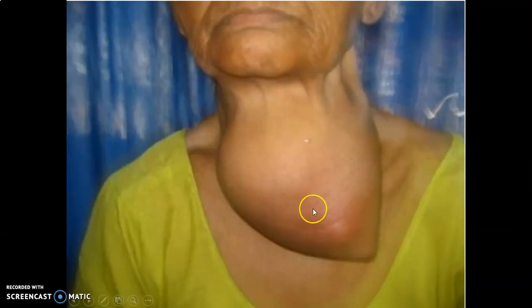Goiter, enlargement of the thyroid gland, especially in iodine deficiency. So the thyroid is trying to overwork with the little iodine that is there.